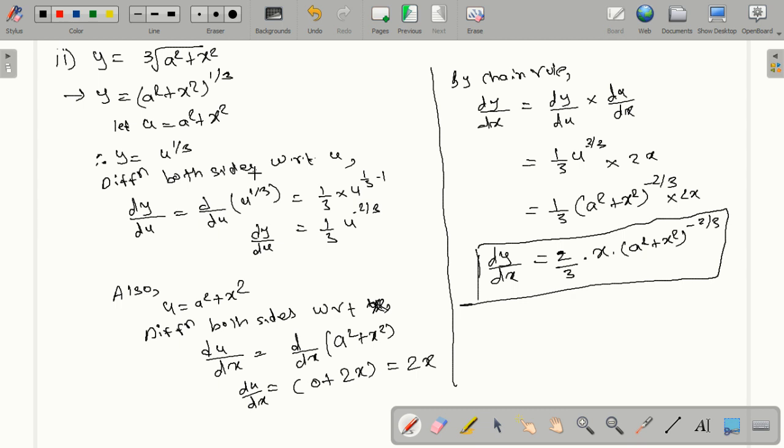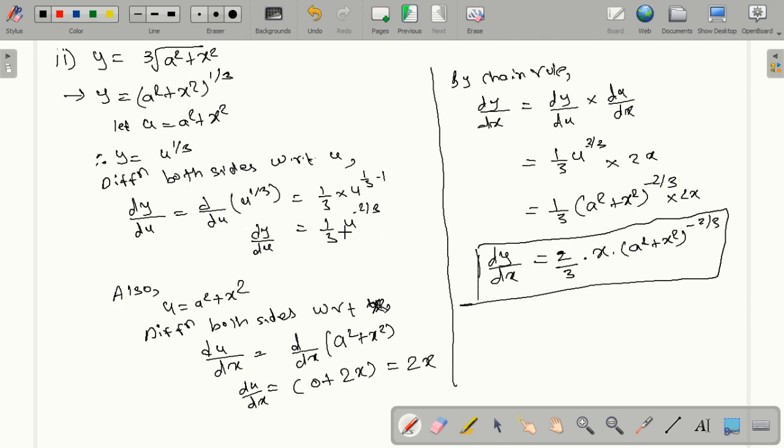This is a very important statement when you solve the question in exam, you need to write differentiating both sides with respect to u. So dy by du is equals to d by du of u raised to 1 by 3. This is of the form x raised to n, right? We have seen in the second class, derivative of x raised to n is given as n into x raised to n minus 1.